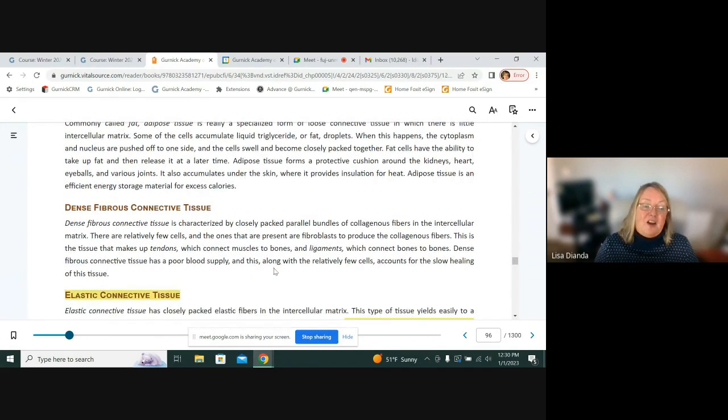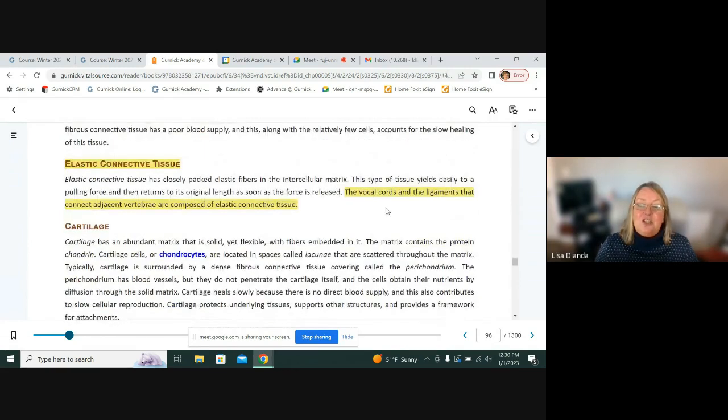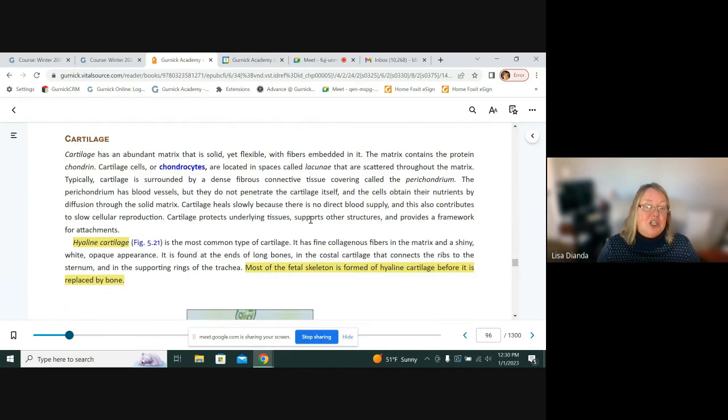Then there's dense fibrous connective tissue, which are your ligaments and your tendons. Elastic connective tissue, vocal cords, and your ligaments that connect your vertebrae are really good examples of elastic connective tissue. So different tissue types. Okay, another tissue type, cartilage. Cartilage, interesting stuff. You've got cartilage in your nose. You can get a feel for that. Cartilage in your ears. Cartilage heals very slowly because it doesn't have a direct blood supply.